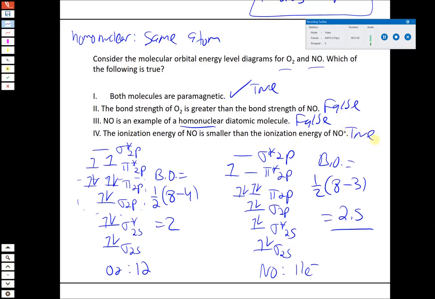Another way to think about this also is that NO, the ionization energy, would involve removing this highest electron. If we remove that electron and make NO+, we now remove an electron from pi 2p, which is lower in energy. It takes more energy to remove it from the nuclei. So that one was a little bit beyond what we covered in class, but again, it's the same concept as atoms. Every time you remove electrons, the ionization energy becomes more and more difficult to remove additional ones. All right.